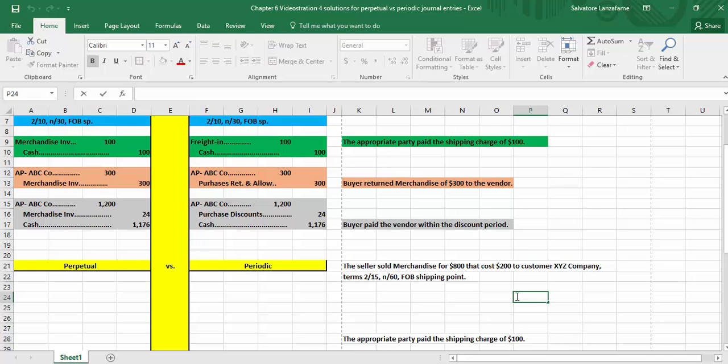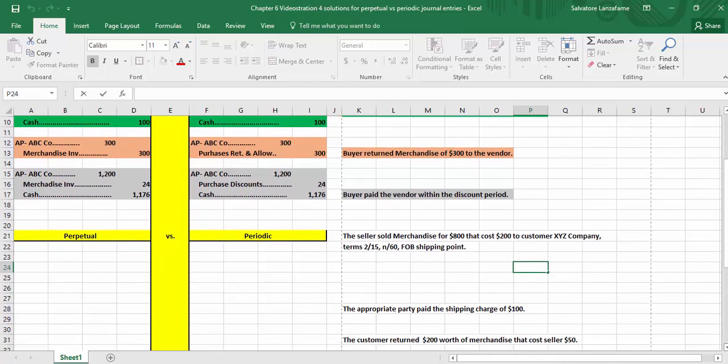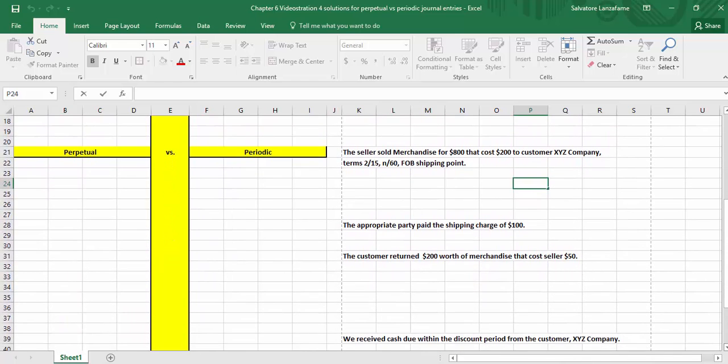the customer, which is XYZ company. Notice the terms 2/15 net 60, FOB shipping point. So you see FOB shipping point, buyer pays the shipping. We're pretending to be the seller right now. Notice the 2/15 net 60, we know this is on account. We're the seller, so we're the ones waiting to receive on account, so we'll be using accounts receivable. 2/15 net 60 means we're giving the customer 60 days to pay us, but if they pay us within 15 days, we'll give them a 2% discount. Okay, so let's see how this transaction turns out.